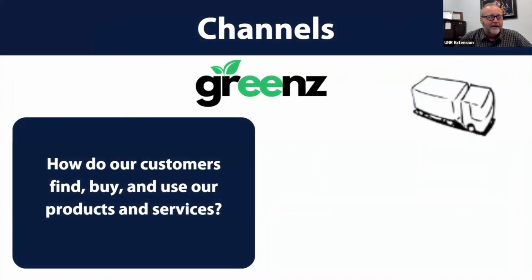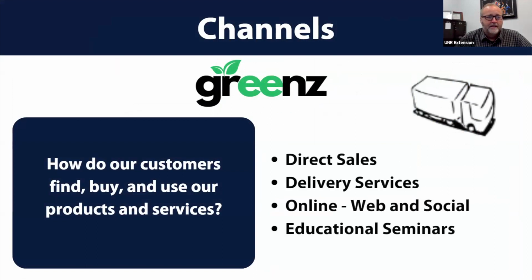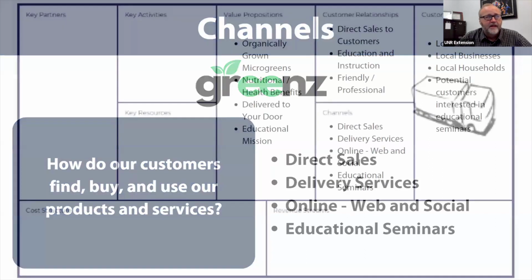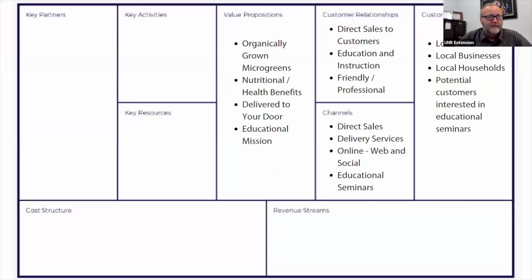The next one is channels. How do our customers find, buy, and use our products or services? And like we said, we're going to do direct sales. So we're going to sell directly to you. There's delivery services. We're going to sell online via the web and social media. That's how we're going to promote, and that's how we're going to get the word out. And then, of course, in our educational seminars, you'll also be able to directly buy the product. So we fill that in on our business model canvas.